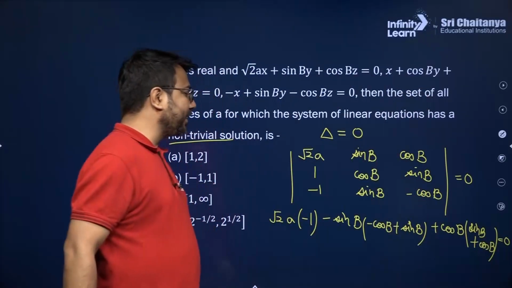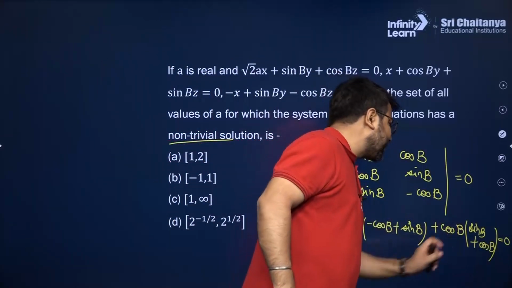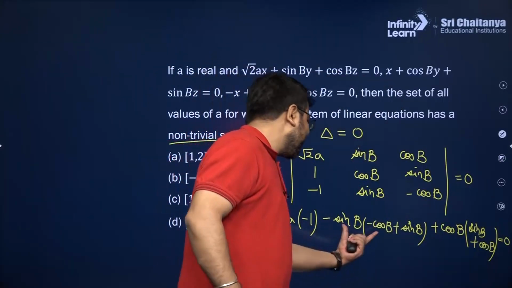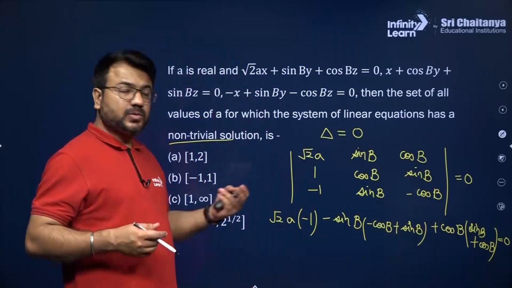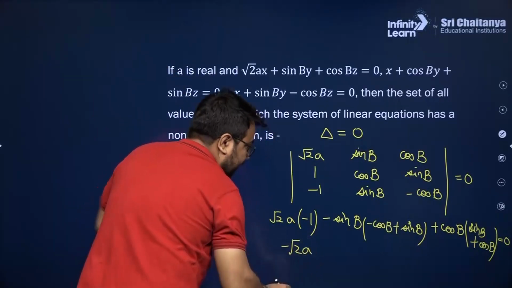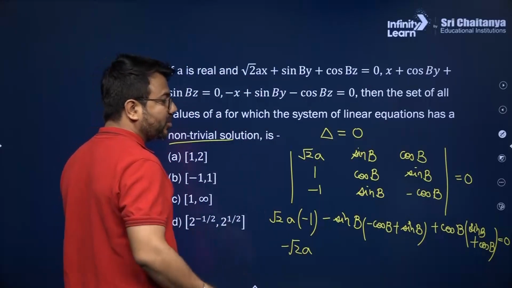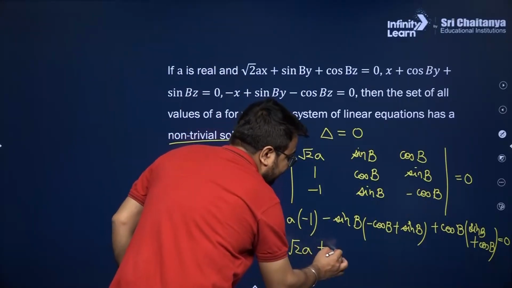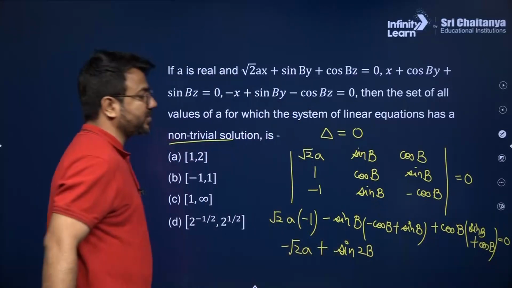If I try to open this up, I have minus sin square b, and here plus cos square b. Here I have plus sin b cos b, and here plus sin b cos b. So we have minus root 2a, then minus sin b minus cos b, it will be plus sin b cos b plus sin b cos b. So it is sin 2b, because sin 2b is 2 times sin b cos b.